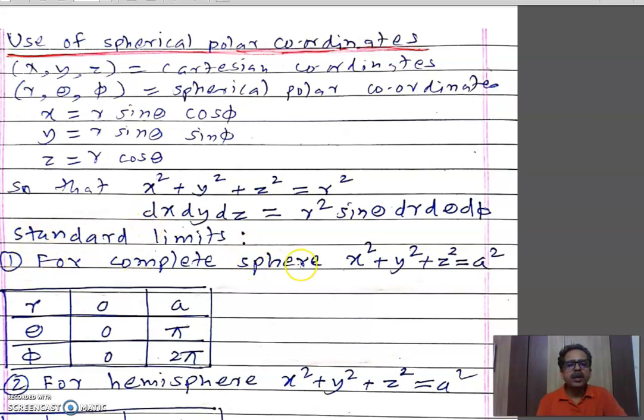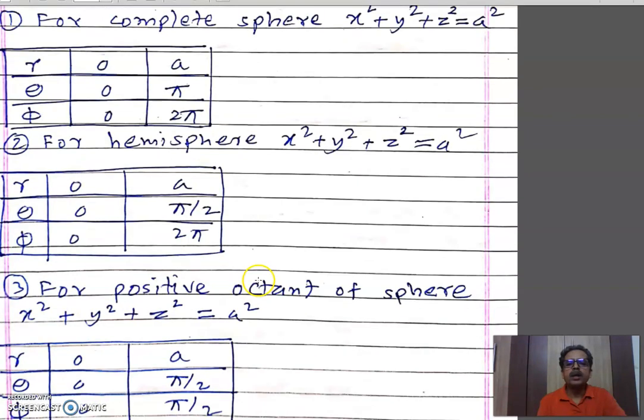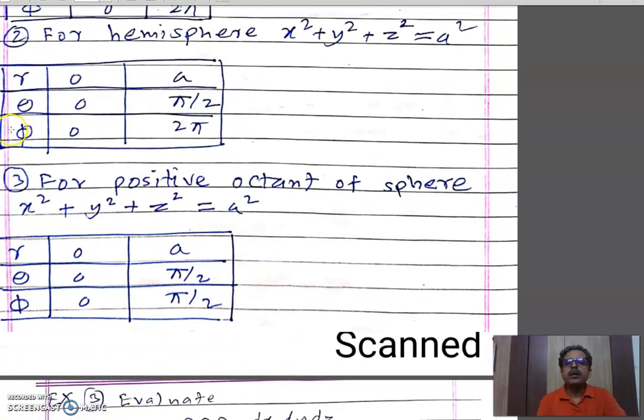For a complete sphere, x square plus y square plus z square equal to a square, r varies from 0 to a, theta varies from 0 to pi, and phi varies from 0 to 2 pi. Then for a hemisphere, that is a half sphere, x square plus y square plus z square equal to a square, the limit of r is 0 to a, limit of theta 0 to pi by 2, limit of phi 0 to 2 pi. And for the positive octant of the sphere x square plus y square plus z square equal to a square, the limit of r is 0 to a, limit of theta 0 to pi by 2, limit of phi 0 to pi by 2.